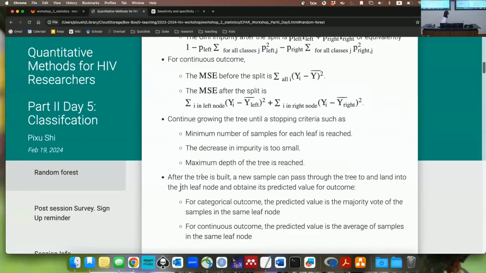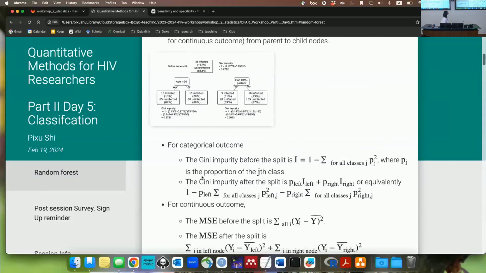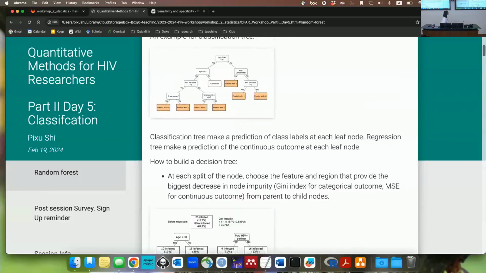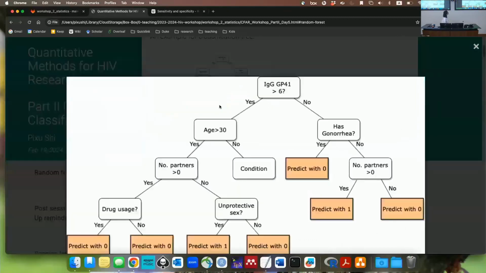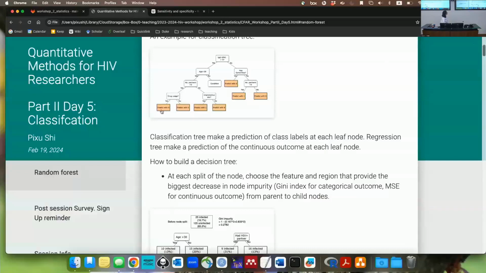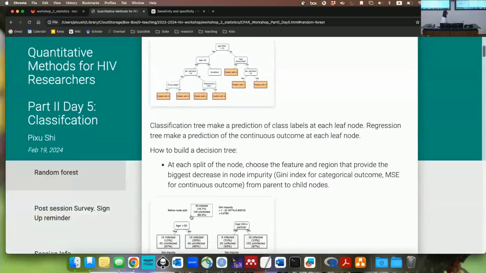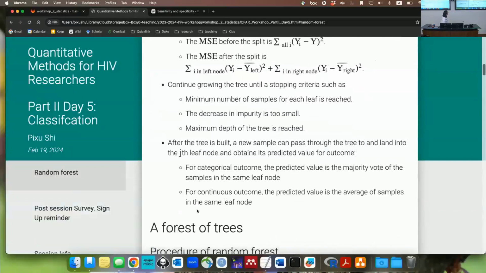After a tree is built, if you have a new sample, you can get the predicted value for that sample by passing it through the tree. Then you predict with either the majority of the label if you have a classification, or the mean of all the samples within the same leaf node. So the prediction is made using all the samples falling in the same leaf node. Does that make sense?